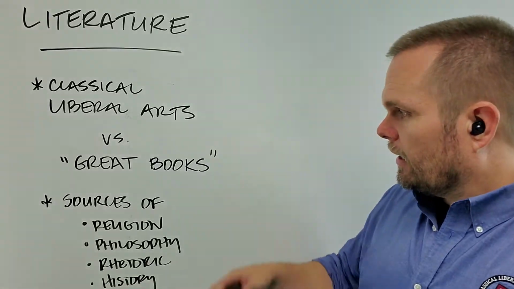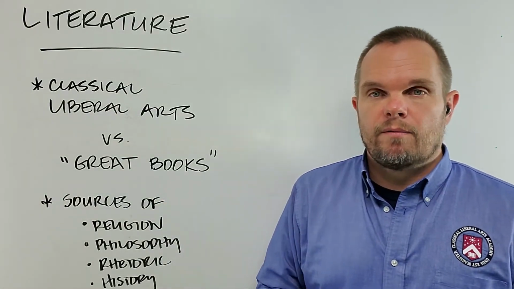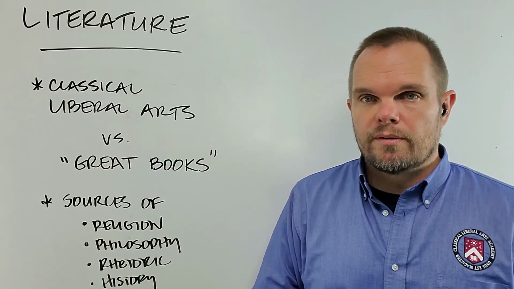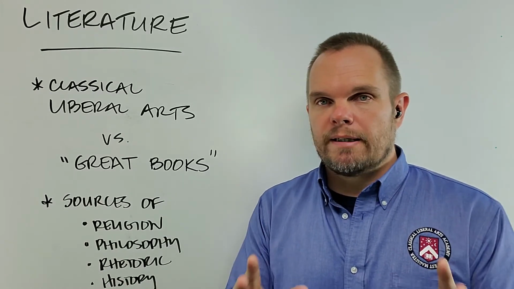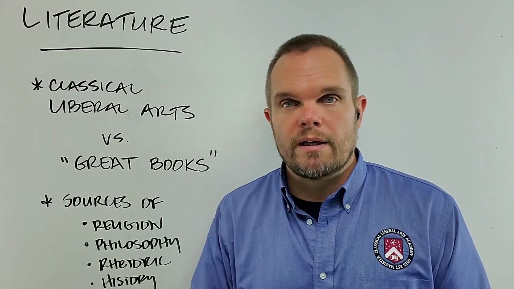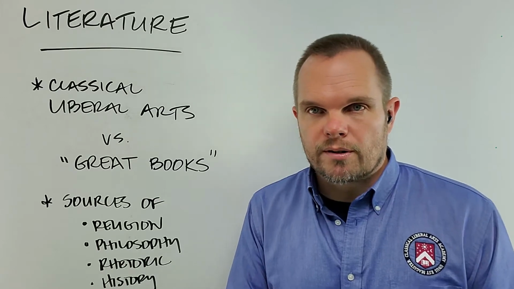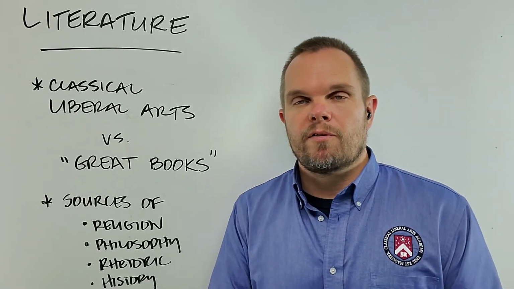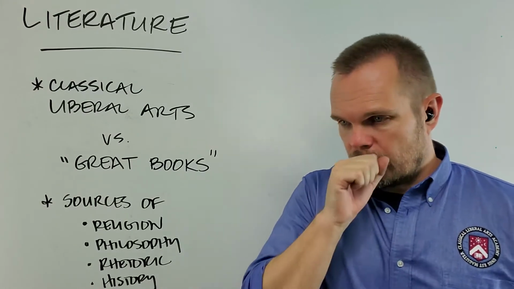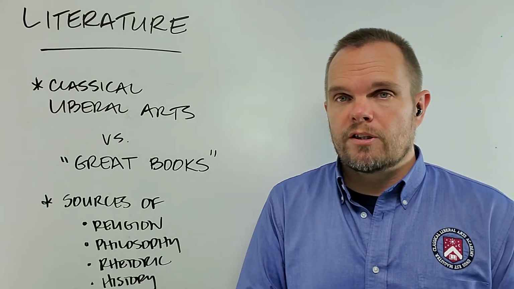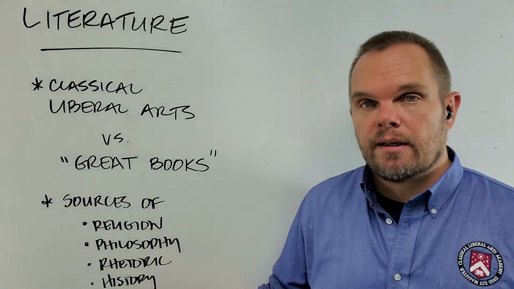Now, what we do in the Classical Liberal Arts Academy with our students as they work through different works of literature is we ask them to focus on a number of issues and to trace these issues through the works of literature, whatever they're reading. First of all, we ask them to consider these books as sources of information in a number of different subject areas. And so we provide a standard set of reflection questions for the children to work on as they read any book. And we focus on religion, philosophy, rhetoric, and history.